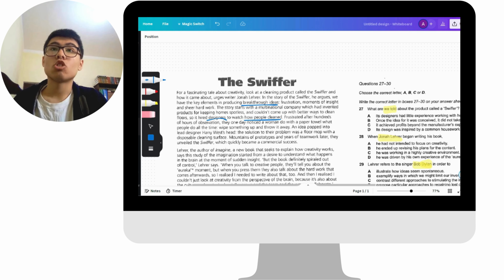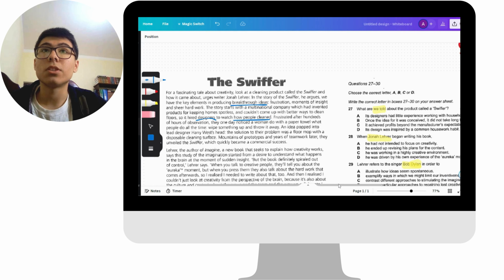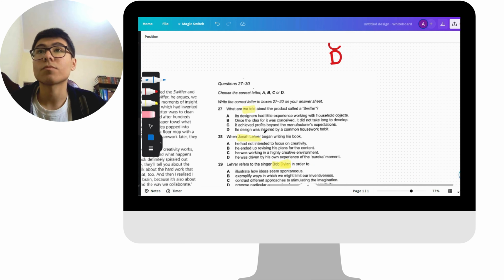And then to solve that problem, they came up with a great idea, which was a floor mop with a disposable cleaning surface. Mountains of prototypes and years of teamwork later, they unveiled the Swiffer, which quickly became a commercial success. Commercial success means it was sold really well financially. So now we are going to go to the choices.